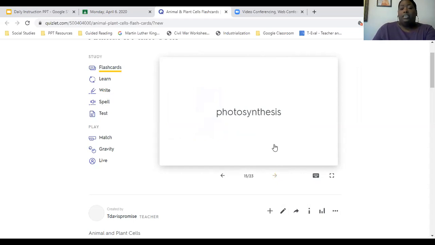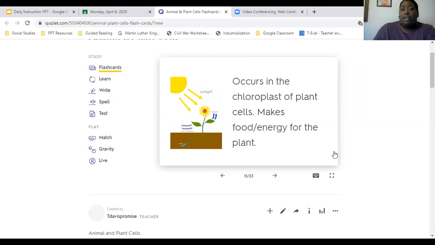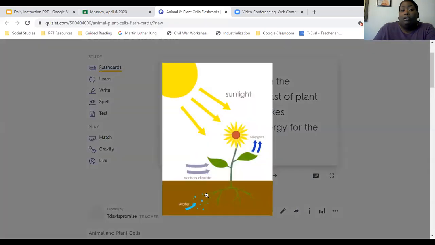Photosynthesis. So photosynthesis occurs in the chloroplast of the plant cells, and it's where the plant makes food and energy. All right, so it uses water from the soil. It collects the water from the soil. It also collects water from the stomatas, or the openings on the leaves.